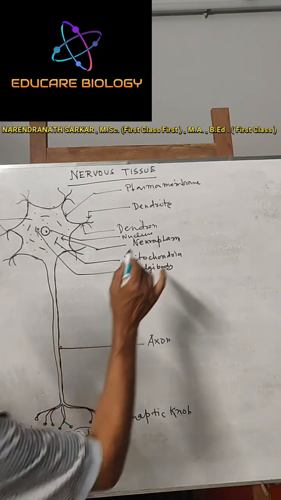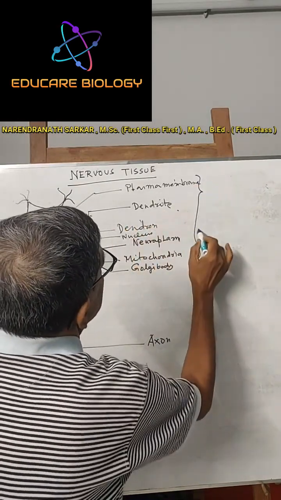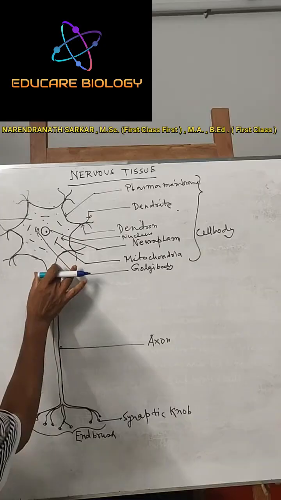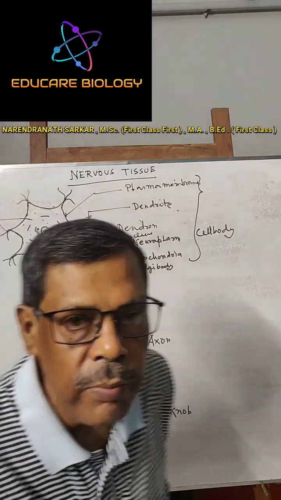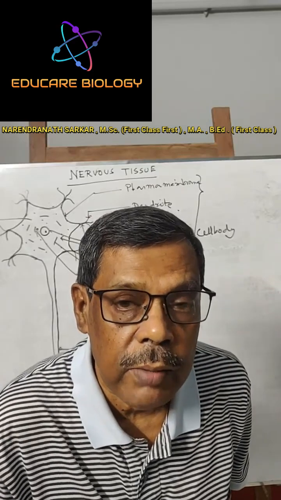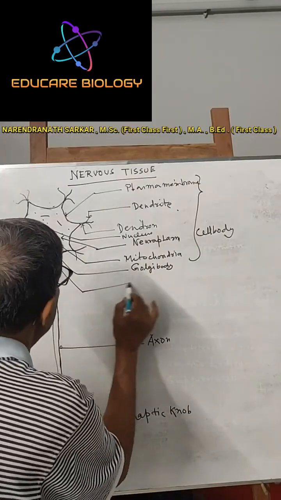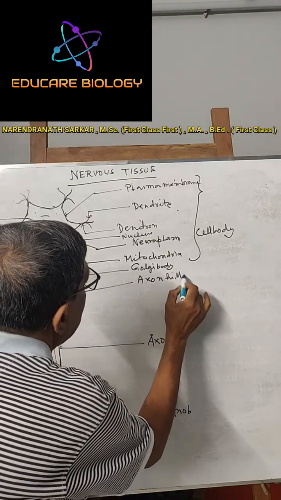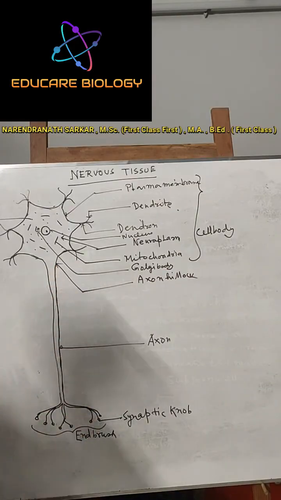Next, this is the cell body. From the cell body, the axon arises. From which part of the cell body does the axon arise? This part, the naked part, is called the axon hillock.